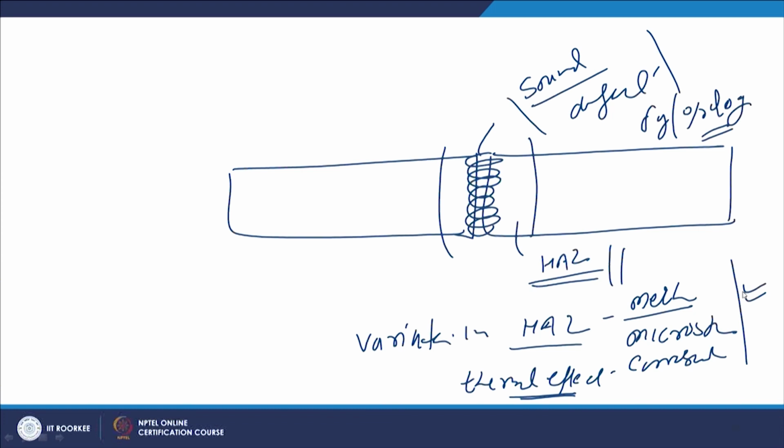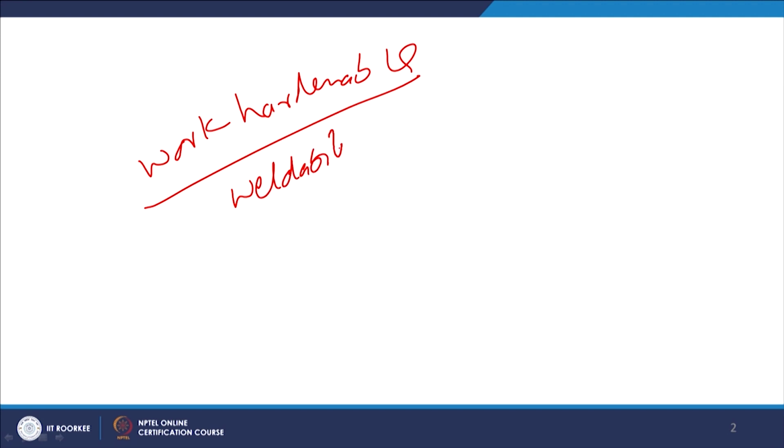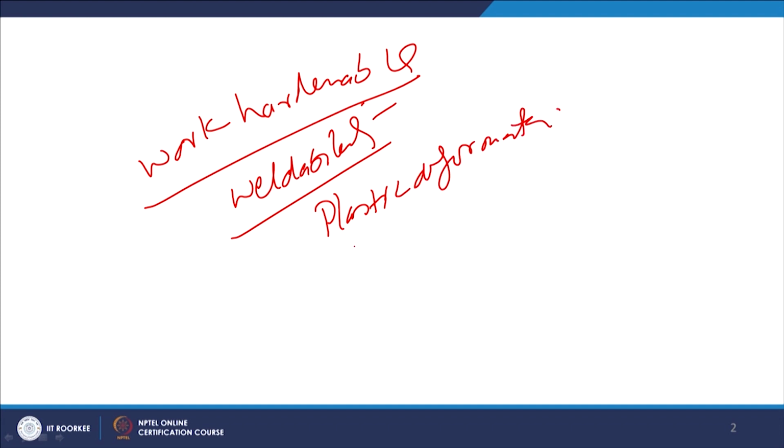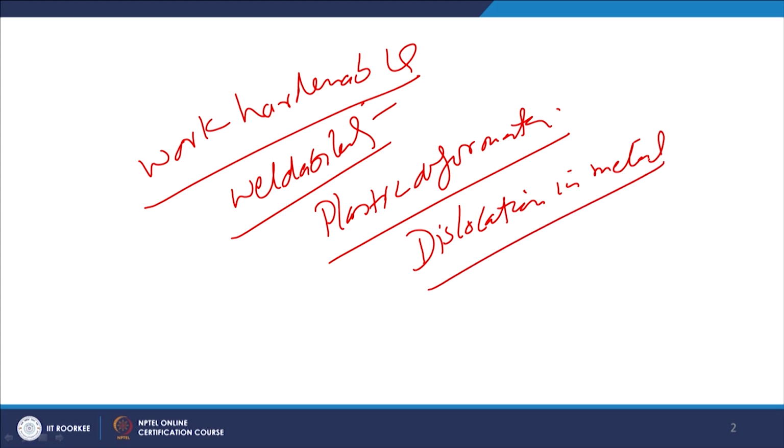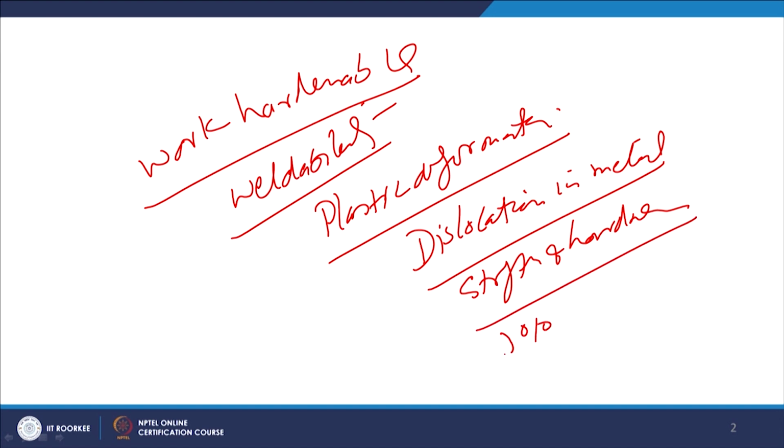Now, we will go through one particular kind of metal system, which is the work hardenable metal system, and the weldability associated with it. Most metal systems, whenever they are subjected to plastic deformation, undergo a lot of metallurgical changes, especially the development of a large number of dislocations in the metal, and these dislocations tend to increase the strength and hardness of the metal. However, it happens with a reduction in the percentage ductility and toughness.